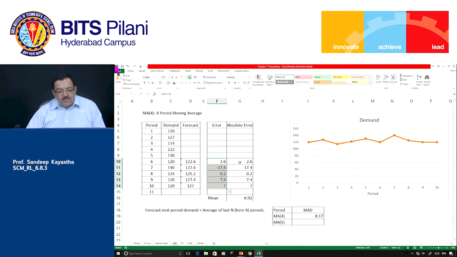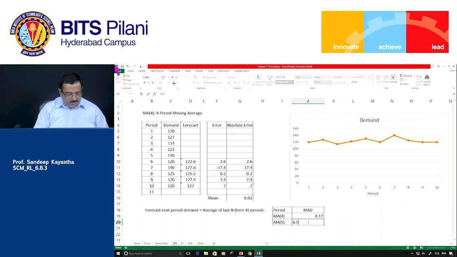If we take the absolute error, this becomes 6.92. So we can see if I used 4 period moving average, my mean absolute deviation would be higher, and if I use 5, it is lower. So if we compare these two, it is better to go for moving average period 5 because it has got less of mean absolute deviation or less of error.